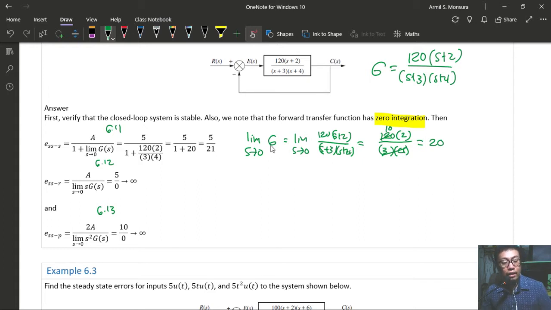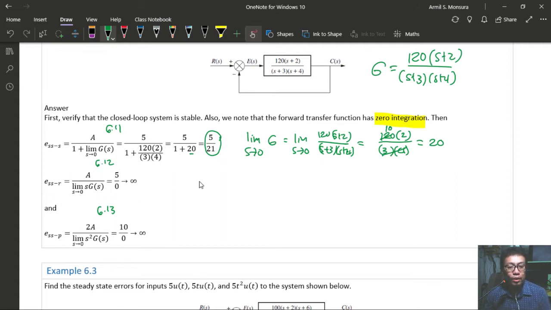So that should become 20, our DC gain. If this is 20, that means the error due to the step input should be a finite error. So that amounts to 5 over 21 when we compute it. So that's 5 over 21. Later we will verify that.